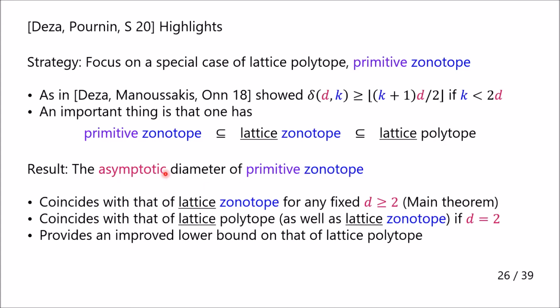But this asymptotic estimate has nice properties. First of all, this asymptotic estimate coincides with that of lattice zonotope for any fixed d. And next, this asymptotic estimate coincides with that of general lattice polytope as well as lattice zonotope in dimension 2. Okay, and finally, it provides an improved lower bound on that of lattice polytope in n dimension compared to the previous lower bound.